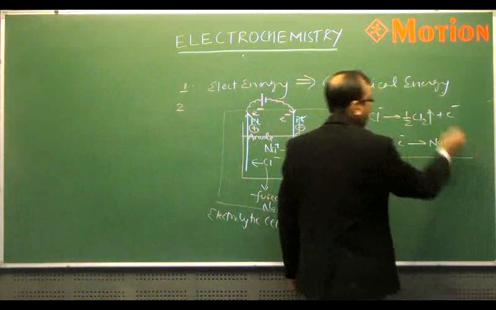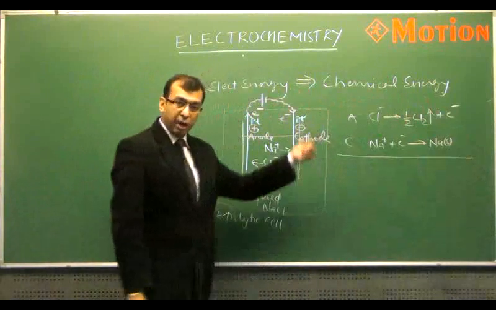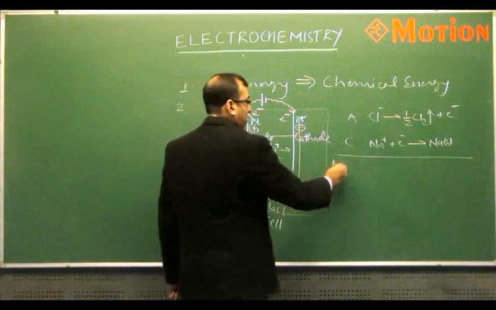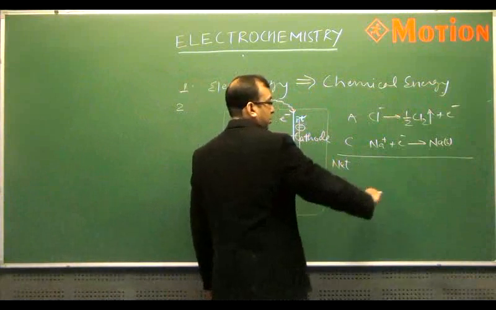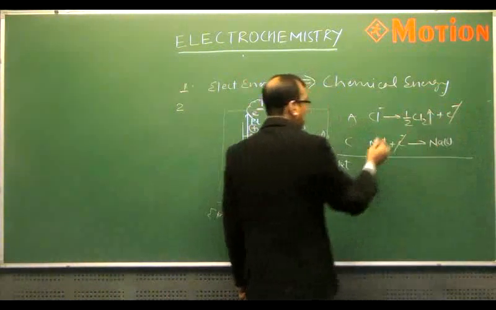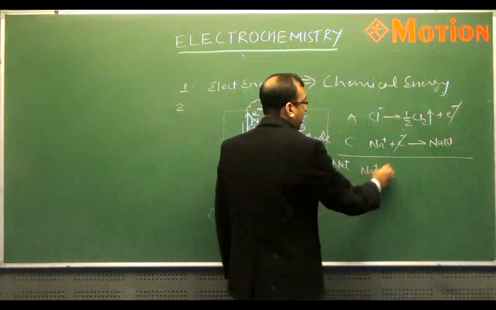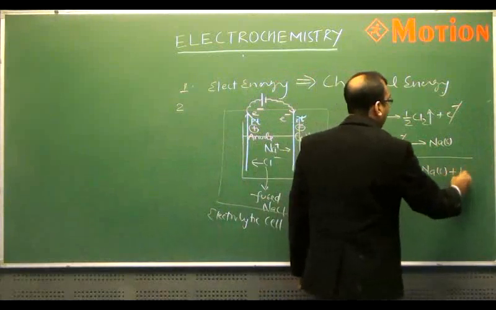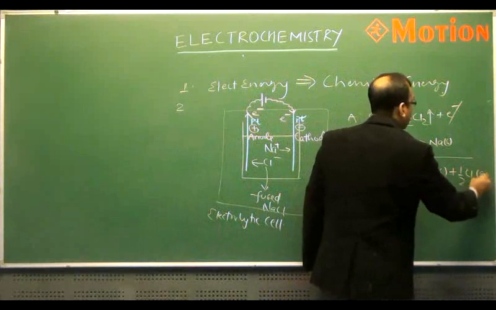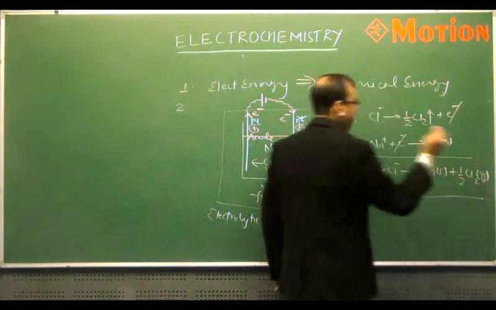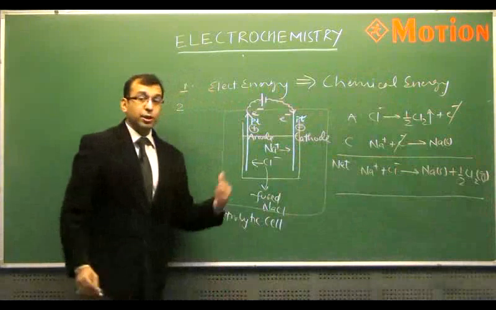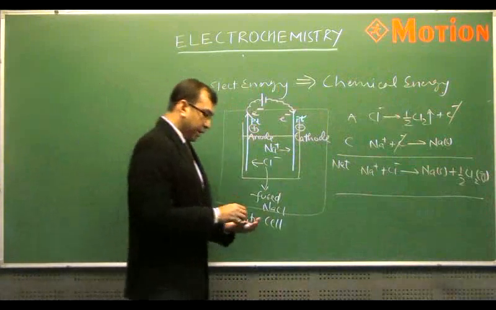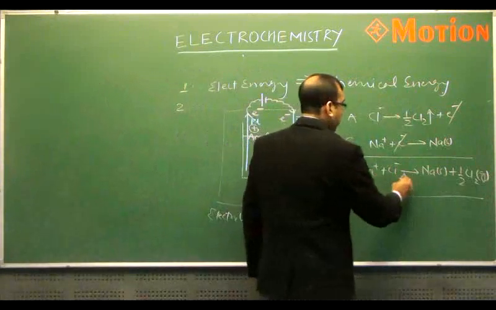At the cathode, Na plus plus electron forms Na solid. What is the net reaction? Can we add these reactions? Why not? In the net reaction, the electron and electron cancel out, and the net reaction would be Na plus plus Cl minus forming Na solid plus half of Cl2 gas. This is the net reaction. We should know that this reaction which we are carrying out here is non-spontaneous.